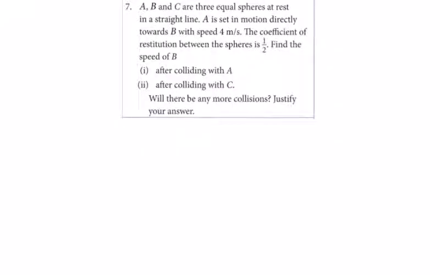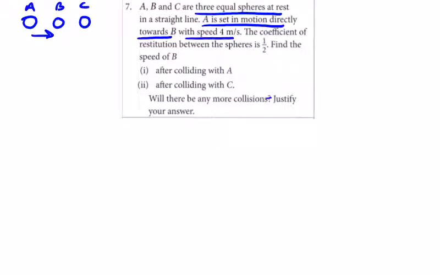Question 7. A, B, and C are three equal spheres, so we have all their masses then. And we'll just call it, A is set in motion directly towards B with speed of 4. So we have these three balls, looks like they're sitting like this. They're at rest in a straight line, A, B, and C.